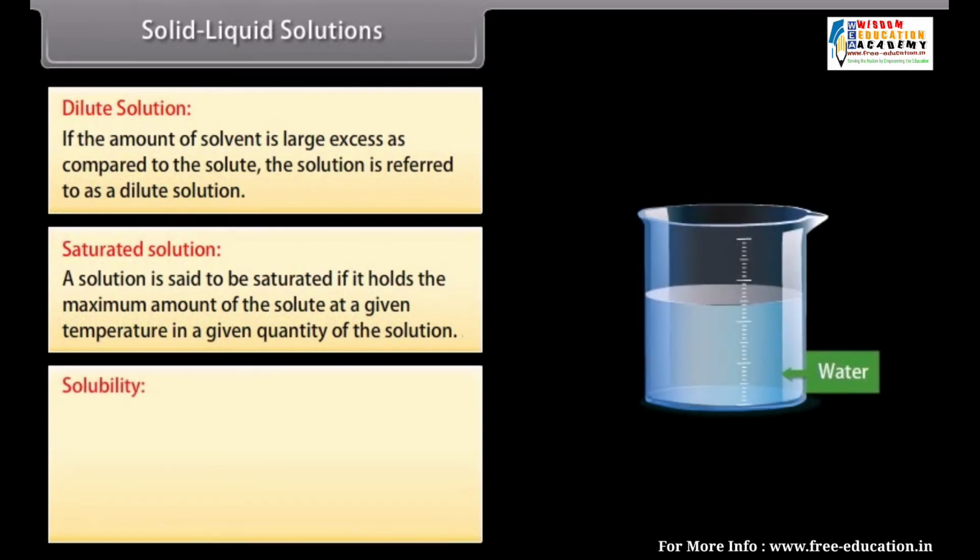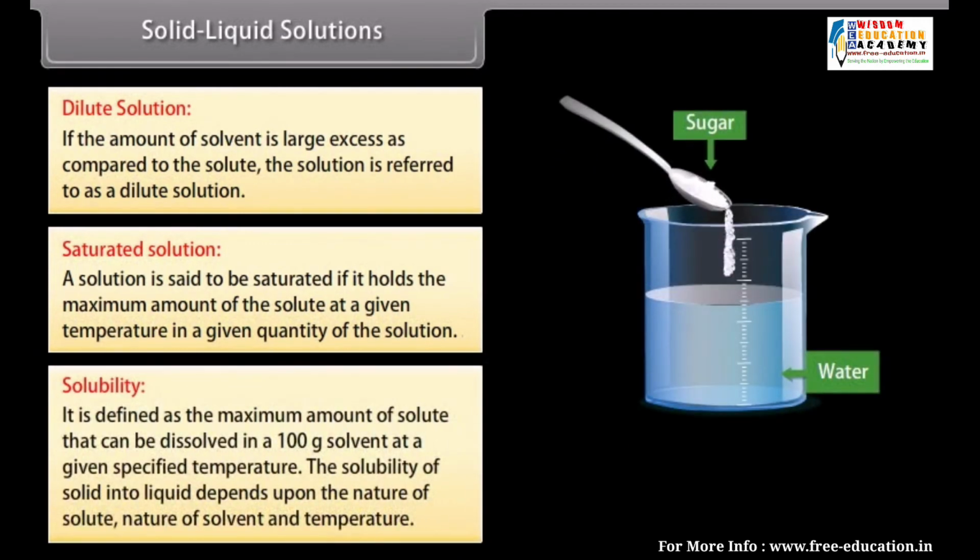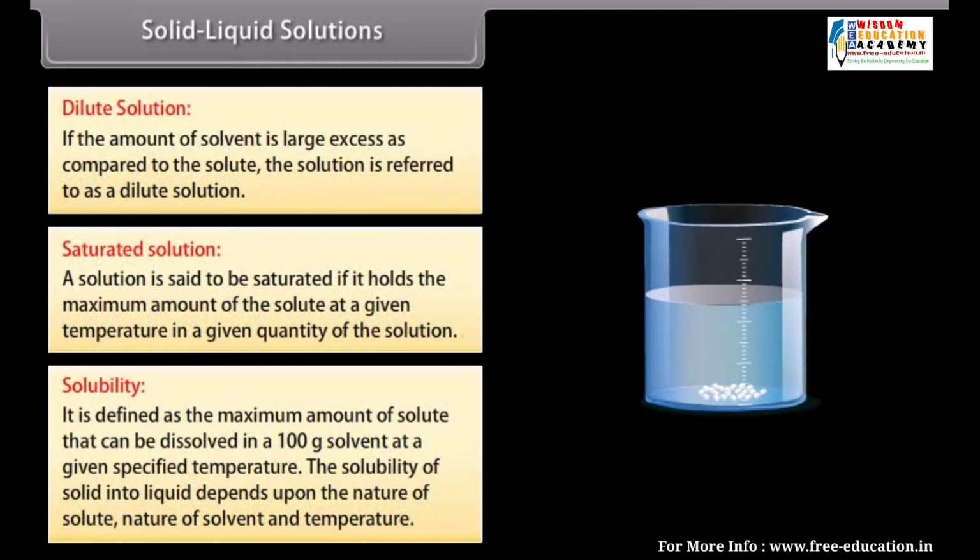Solubility. It is defined as the maximum amount of solute that can be dissolved in 100 gram solvent at a given specified temperature. The solubility of solid into liquid depends upon the nature of solute, nature of solvent, and temperature.